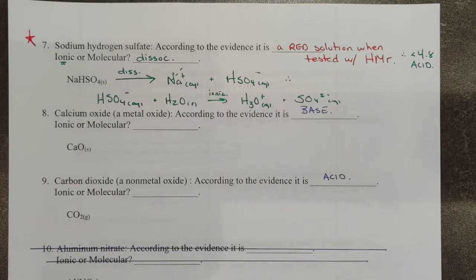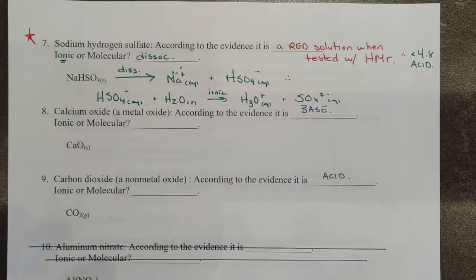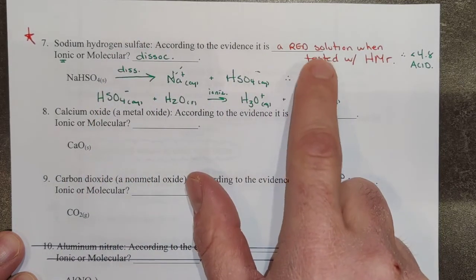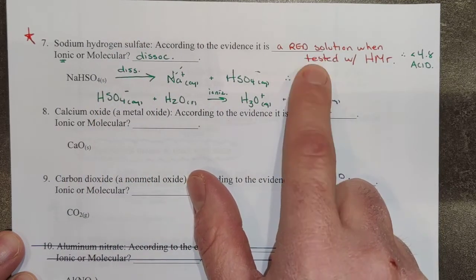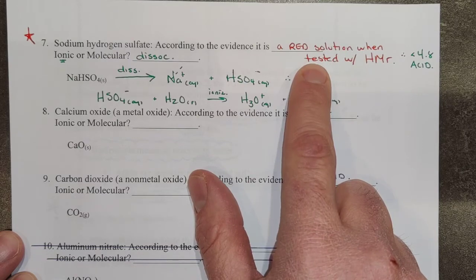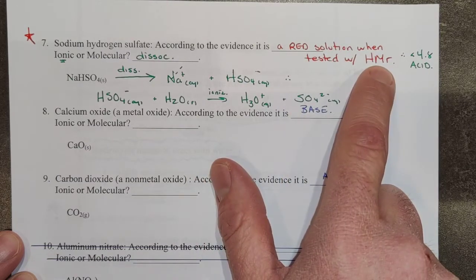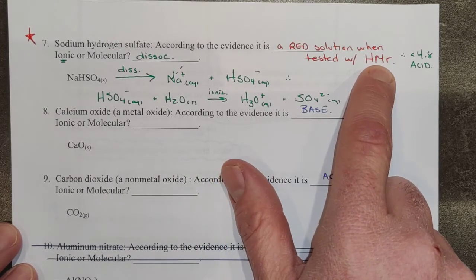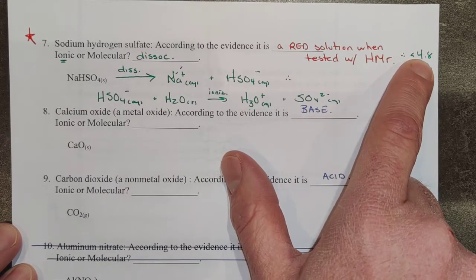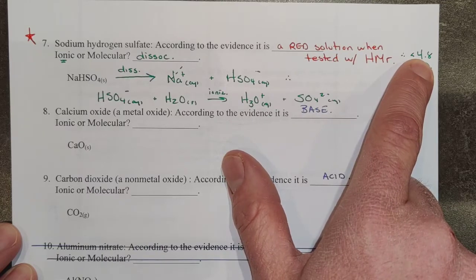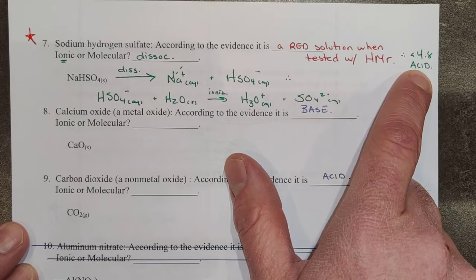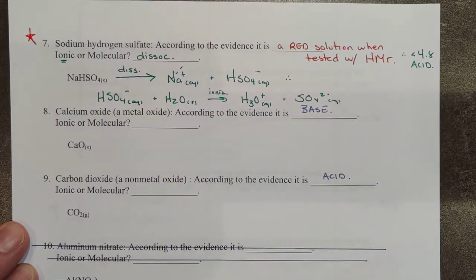Let's finish this off. As we take a look at the one you had to try on your own, we were dealing with sodium hydrogen sulfate, and you were told that you got a red solution when HMR was dropped into it. Well, that's methyl red, and methyl red is only red in pH solutions of 4.8 or less, which definitely places this as something acting acidic. So we know we've got an acidic solution.